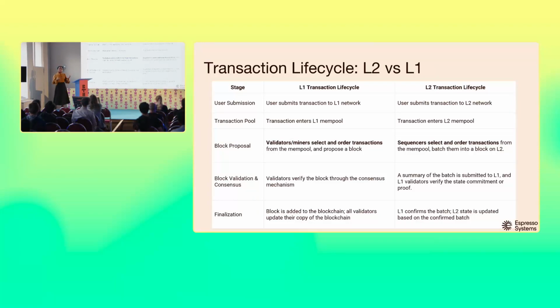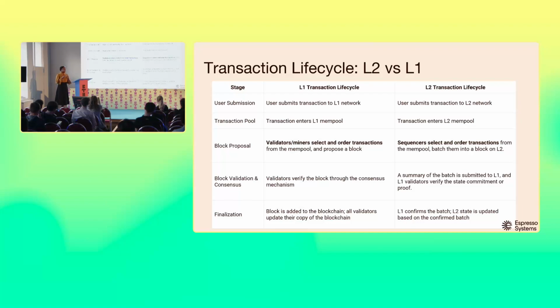So if we were to compare the transaction lifecycle in L2 versus L1, we would see that the sequencer is doing what the validator does. The validator selects and orders transactions, and so does the sequencer. The sequencer also submits a batch of transactions to the layer 2 and also to the layer 1. But the thing is, with the sequencer, even though we have the transactions submitted to the layer 2, we still have to wait for finality in L1. We still have to wait for those transactions to be confirmed in L1.